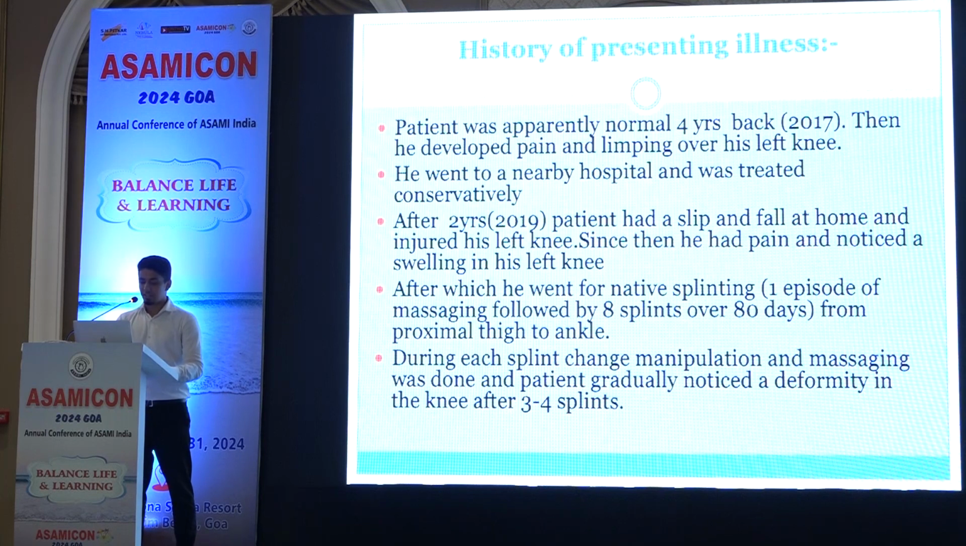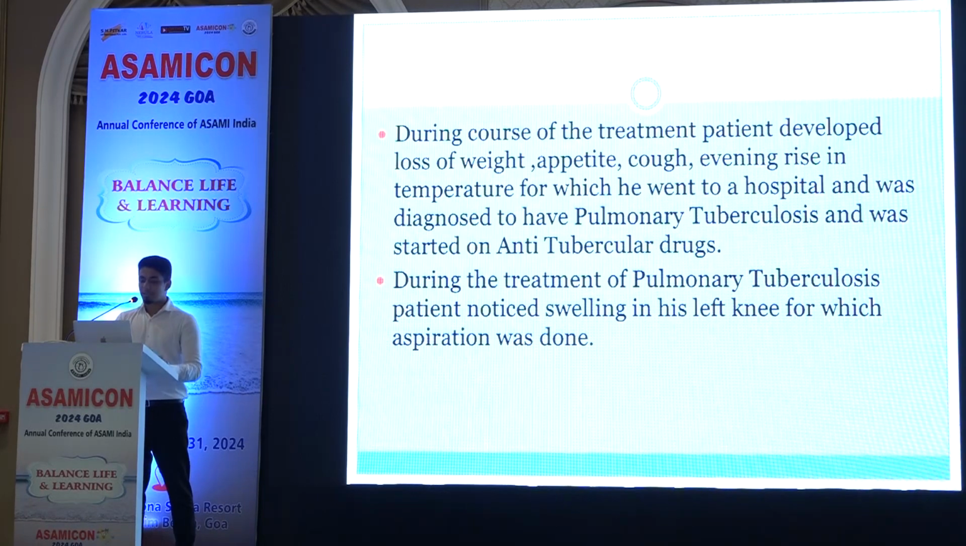During each splint change, manipulation and massaging was done, and the patient gradually noticed a deformity in the knee after 3 to 4 splints, which was slowly progressive over 2 years. During the course of treatment, the patient developed loss of weight, appetite, cough, and evening rise of temperature, for which he went to a nearby hospital and was diagnosed to have pulmonary tuberculosis and was started on anti-tubercular drugs.